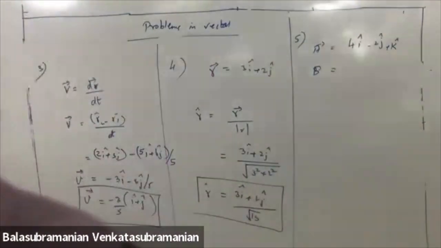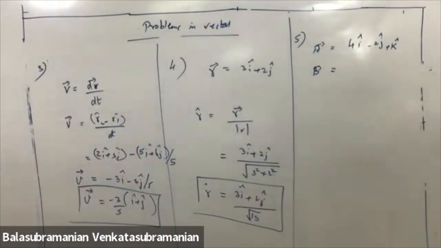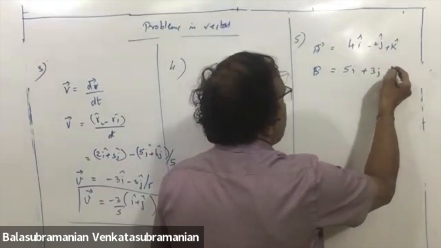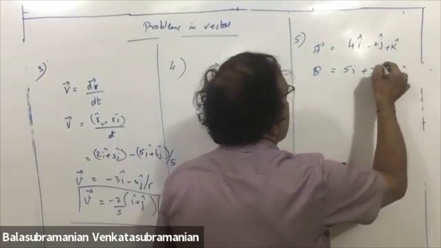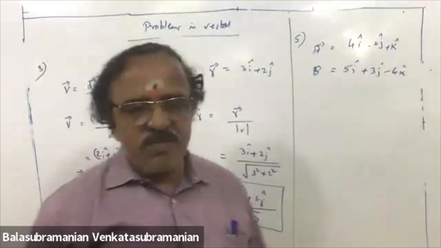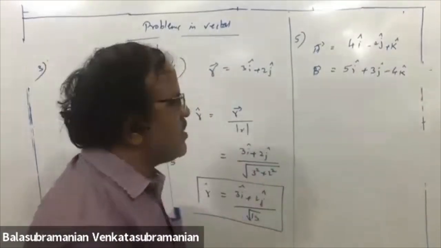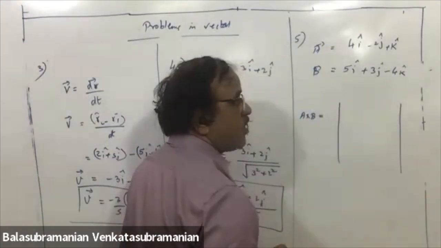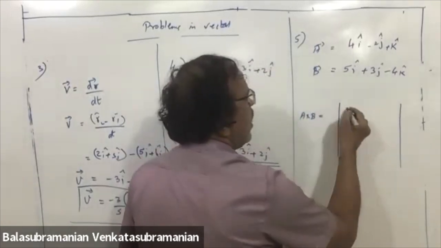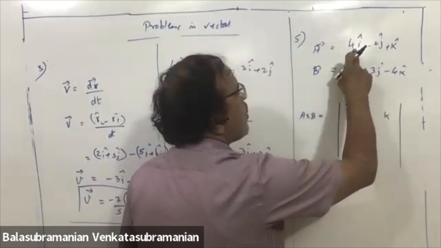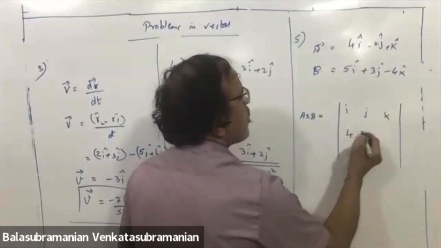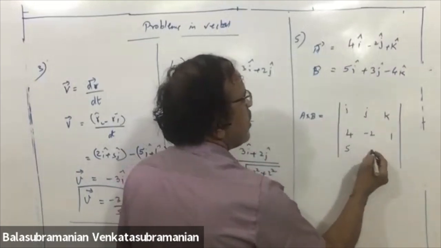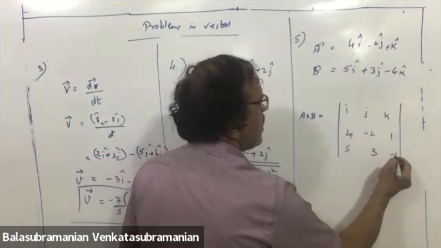B vector is 5i plus 3j minus 4k. Given, you have to calculate vector product. Vector product means A cross B. This is determinant form: i, j, k. What is A value? 4, minus 2, plus 1. Here 5, plus 3, minus 4.